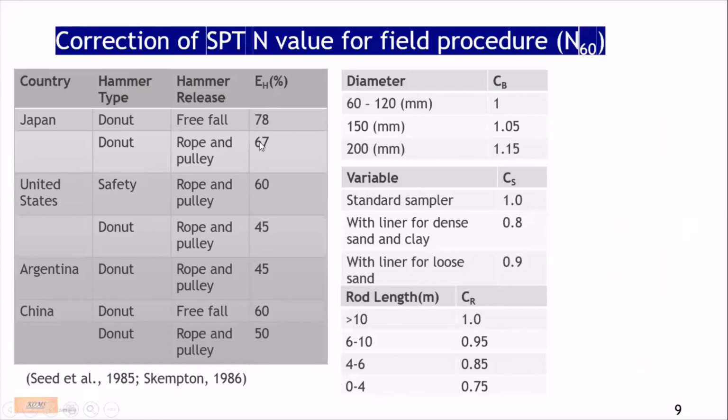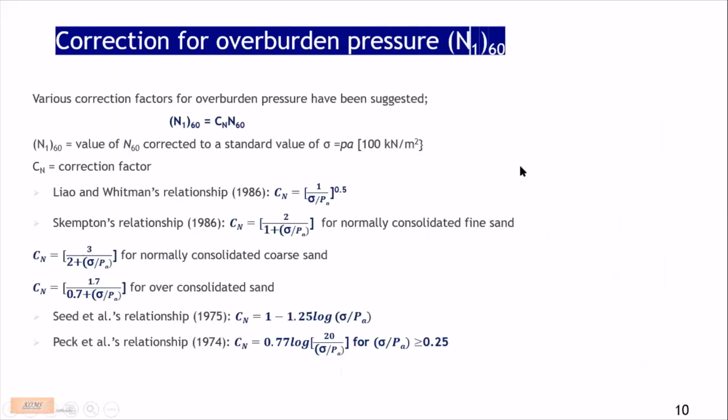So these are some of the hammers and their efficiencies and the correction factors. Like for the borehole diameter correction, that's the CB, the sampler corrections, you have these values, and the rod lengths, based on what you used on site. So these are the correction factors. And for the overburden pressure, the N160, that's the overburden pressure correction. These are some of the relationships used.